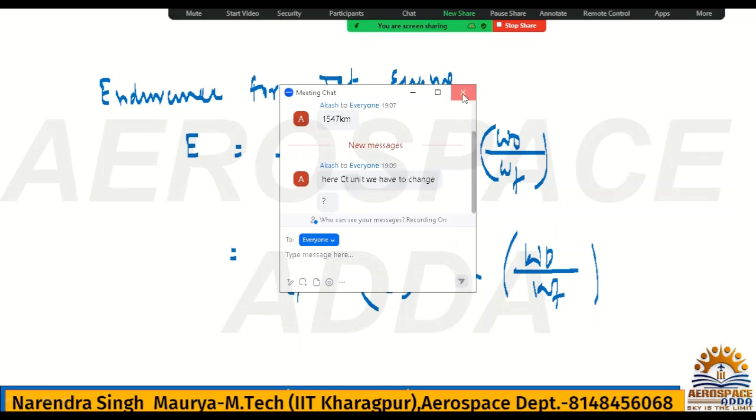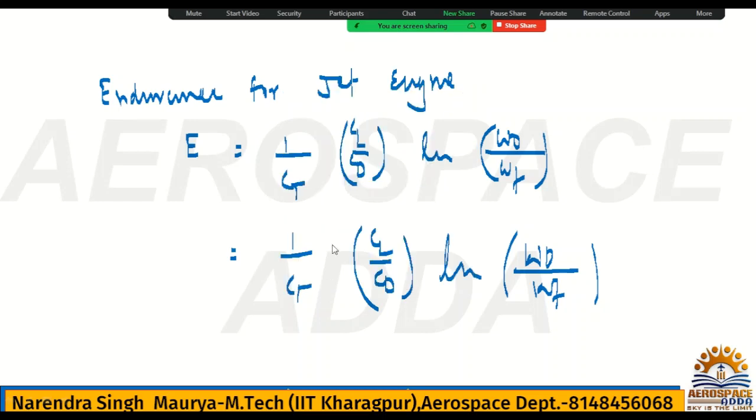CT unit is what? Second, no? So you calculate endurance in second, and finally you convert into hours because they have asked answer in hours. So don't change here. That CT unit don't change. You calculate in second only. Whatever the unit is given in second, no? Newton by Newton second. So your endurance will be in second. Whatever you will calculate, that will be in second. And in problem they are asking in hours, right? So you convert that second in hours.